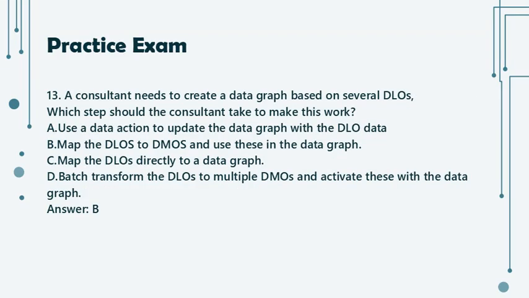13. A consultant needs to create a data graph based on several DLOs. Which steps should the consultant take to make this work? A. Use a data action to update the data graph with the DLO data. B. Map the DLOs to DMOs and use these in the data graph. C. Map the DLOs directly to a data graph. D. Batch transform the DLOs to multiple DMOs and activate these with the data graph. Answer: B.